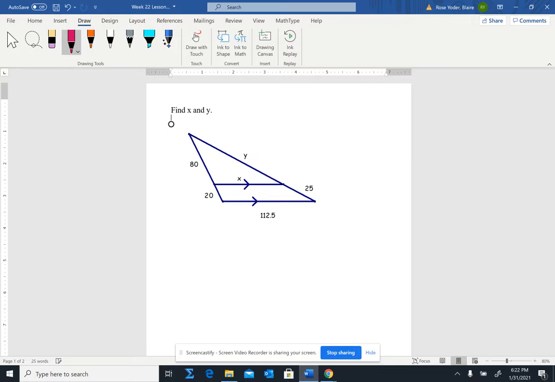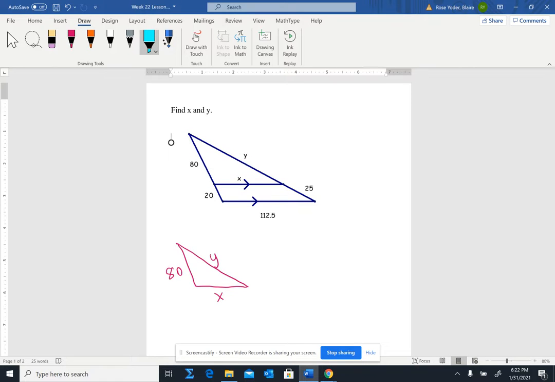Let me highlight for you the first triangle that you're going to want to draw. Let's draw this little triangle up on top. So copy it down and just label everything as is. The left-hand side is 80, the right-hand side is y, and the bottom is x.